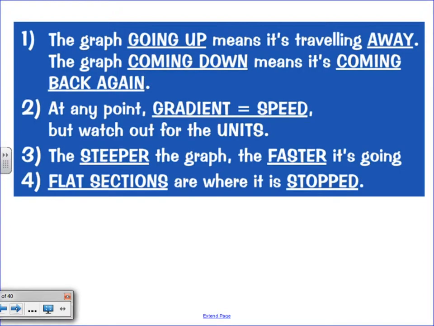Okay. So the things it talks about, when the line's going up, you're going away from where you started. When it's horizontal, you're stationary. When it's going down, you're returning to where you set off from. And then the steeper the line, the faster you're going because you're doing more distance in less time. Okay.